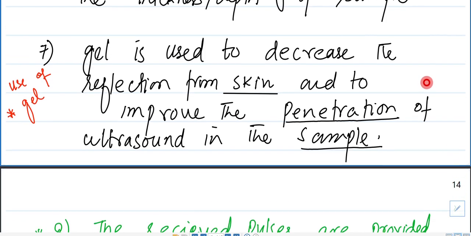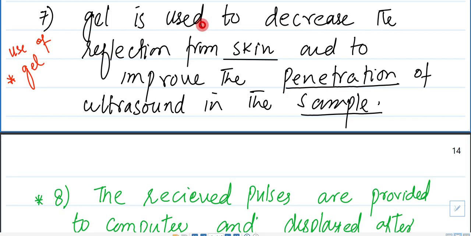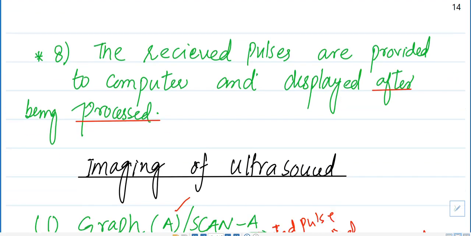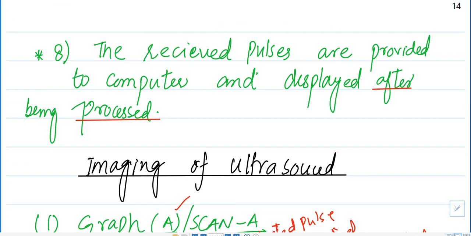At the seventh point, what I have told you is that the gel is used to decrease the reflection from the skin and to improve the penetration of the ultrasound into the sample. So all these 7 points are very important. Now the final point is about image production: the received pulses are provided to a computer or a machine, and they are displayed after being processed. It's very sequential.